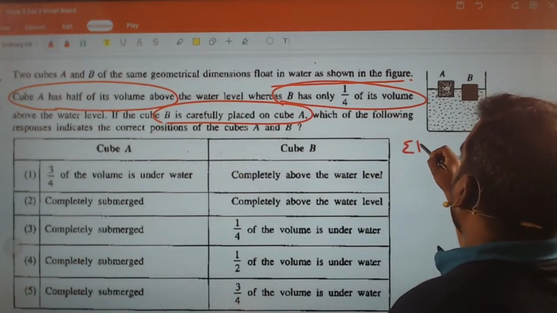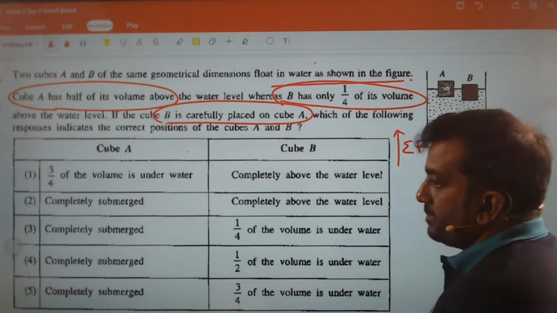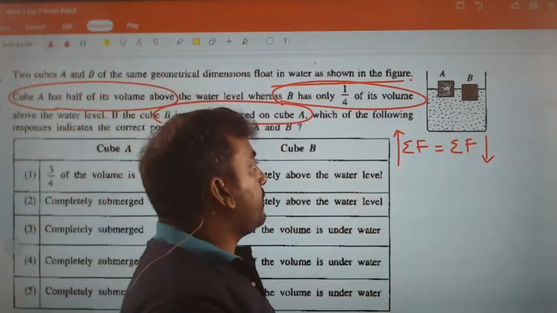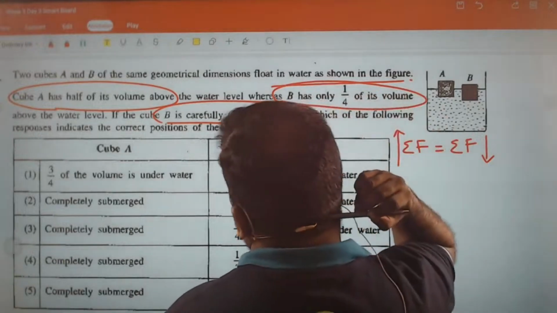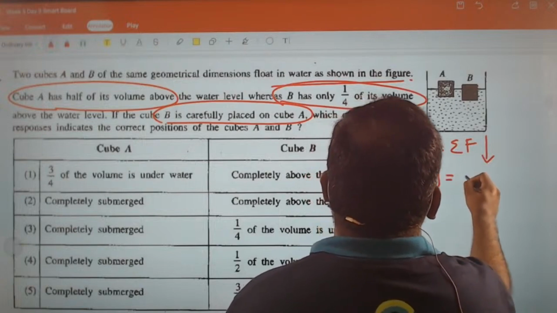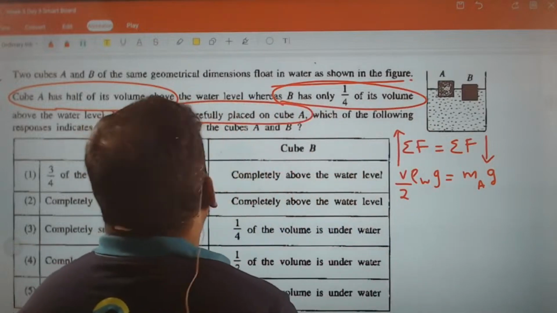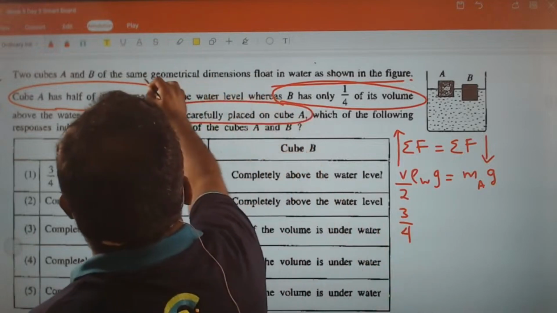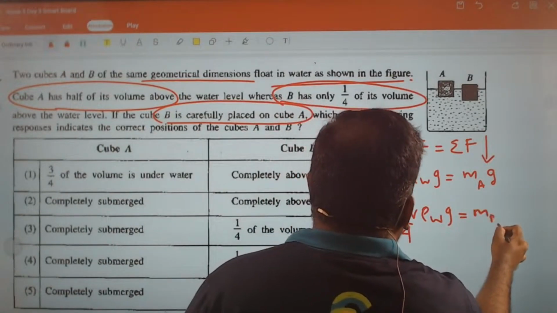Generally, the sum of forces acting upward should balance the sum of forces acting downward. If I consider A, half the volume above means half the volume below: V over 2 rho W g equals the mass of A. In the same way, for B, a quarter of the volume above means 3/4 below. Identical dimensions, same volume. Rho W g equals Mb g.